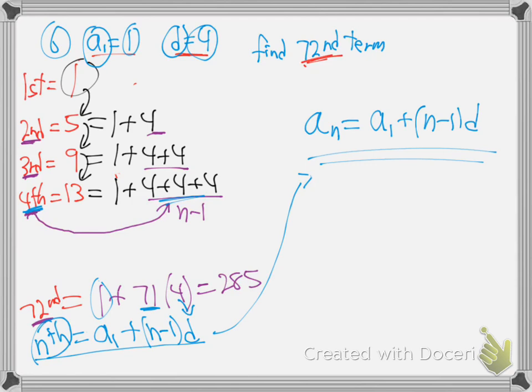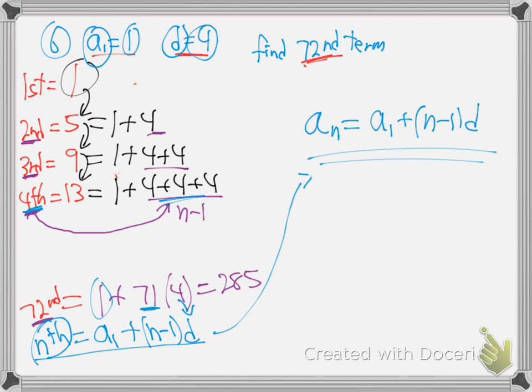So there's our main formula. I'm going to put that one up on the board too. We'll just use that one a ton. A sub n is a sub 1 plus n minus 1 times d. So it's kind of the golden ticket. It's the one we're going to use a lot. So see how we got it by the pattern? Just observing the pattern. The power of patterns.